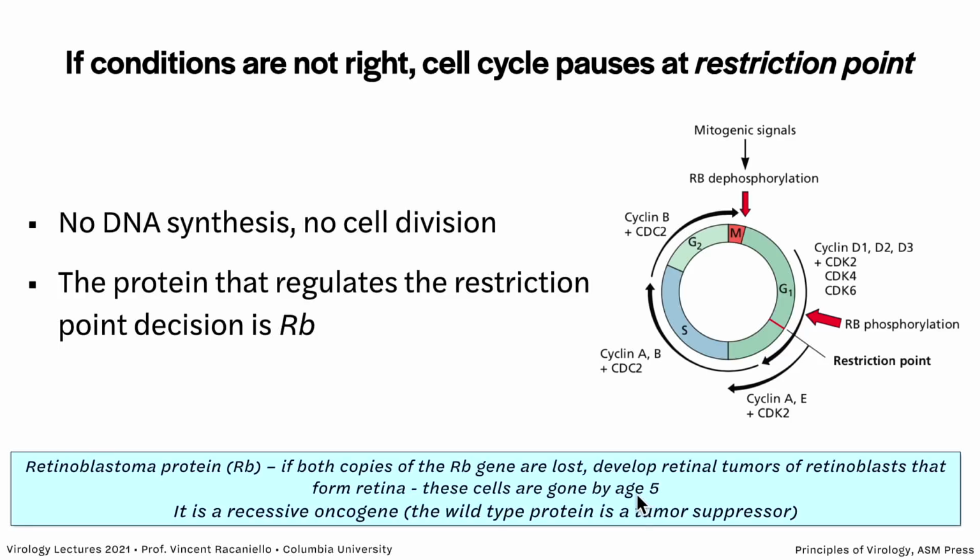And that's why the kids get the retinal tumors. So we call this a recessive oncogene. You need to delete both copies in order to get transformation of cells, as opposed to the dominant oncogenes in the retroviruses. You only need to put 1 copy in. So how does this all work?